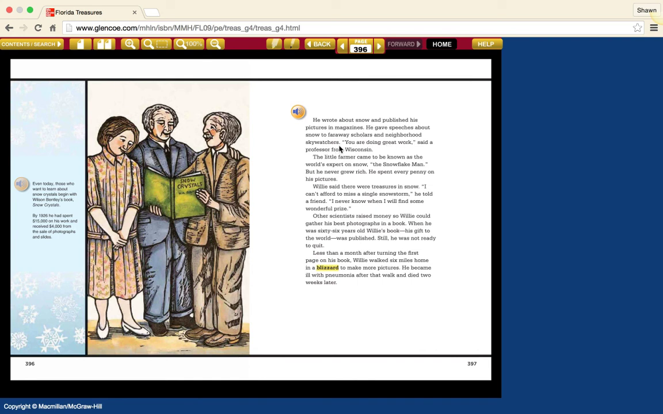And neighborhood skywatchers. "You are doing great work," said a professor from Wisconsin. The little farmer came to be known as the world's expert on snow, the Snowflake Man. But he never grew rich. He spent every penny on his pictures. I could say probably because he loved what he did.